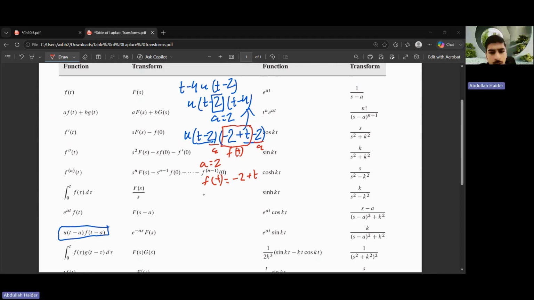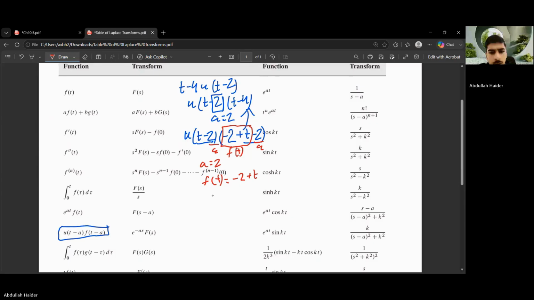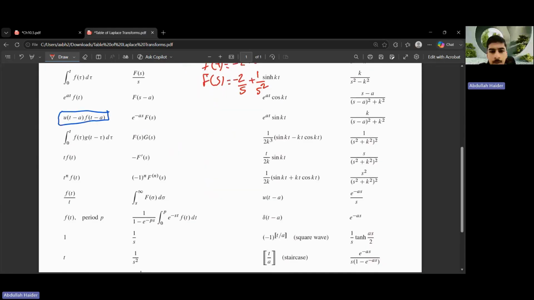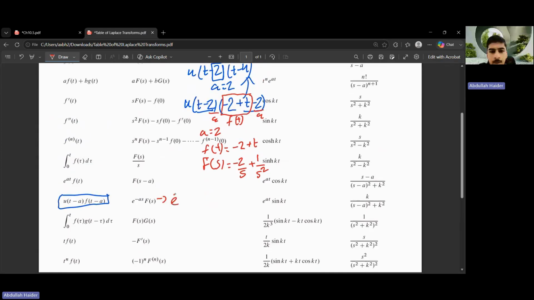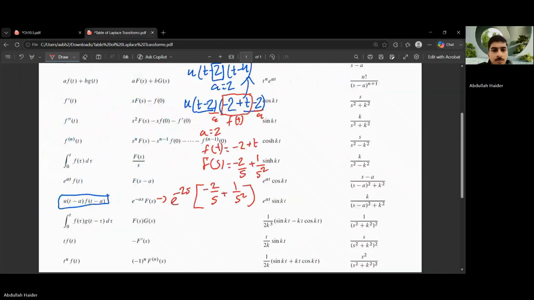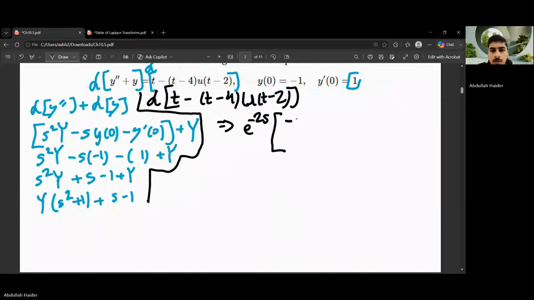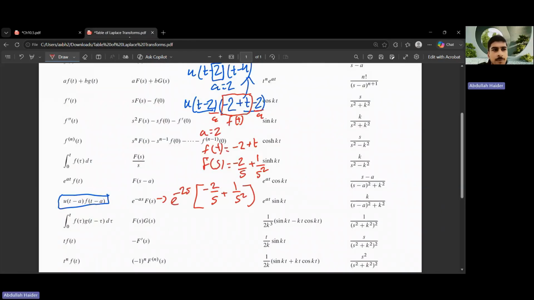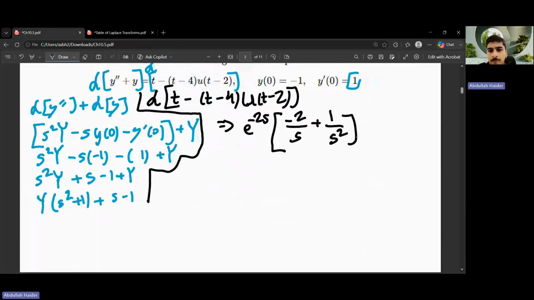And the Laplace, f of s, should be e to the minus 2s times minus 2 over s plus 1 over s squared. You should be now familiar with these formulas without even looking at the table. So now, simply put, the Laplace of this is going to be e power minus 2s times minus 2 over s plus 1 over s squared. All right.